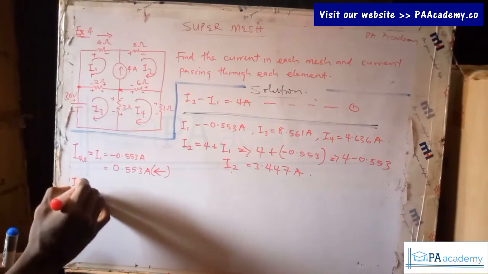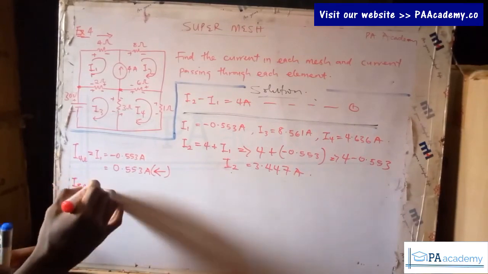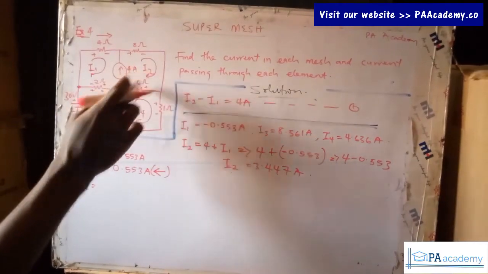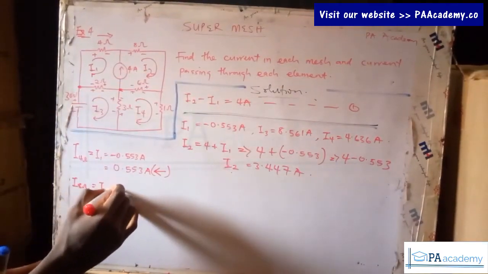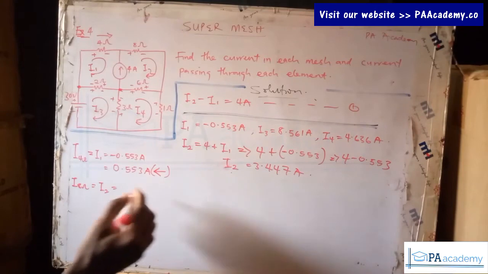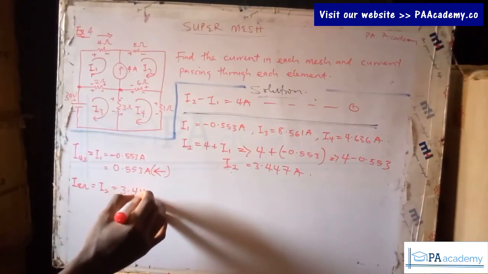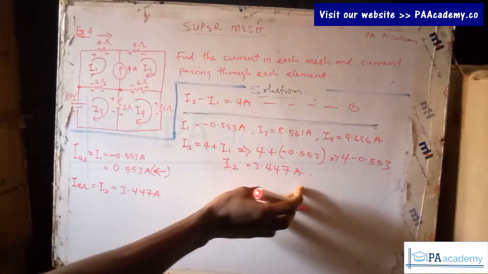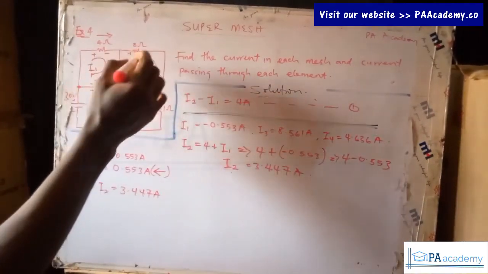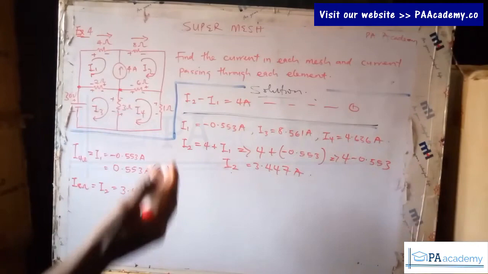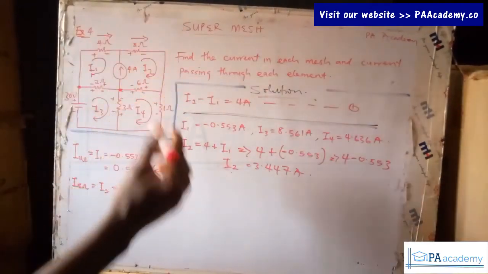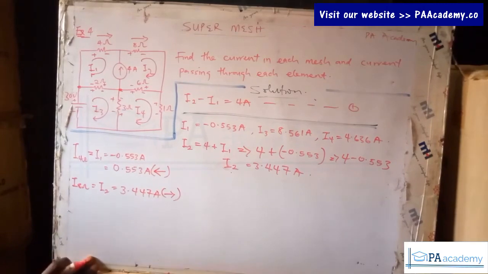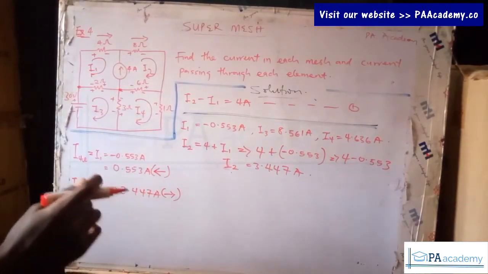Now let's look at the next one: the current flowing through the 8 ohm resistor. There is only one current flowing through this 8 ohm resistor, and that is I2. The current flowing through it is 3.447 amperes, which is a positive answer. That means the direction we assumed here, like this, is actually the direction the current is flowing. So that's why it's positive.